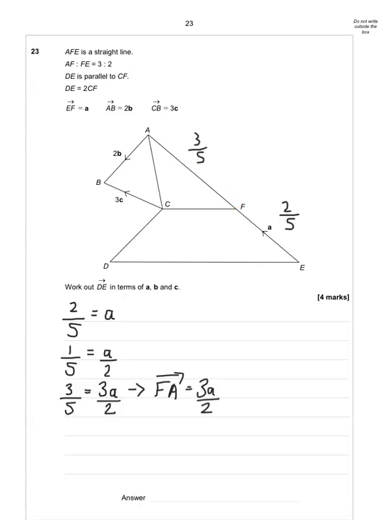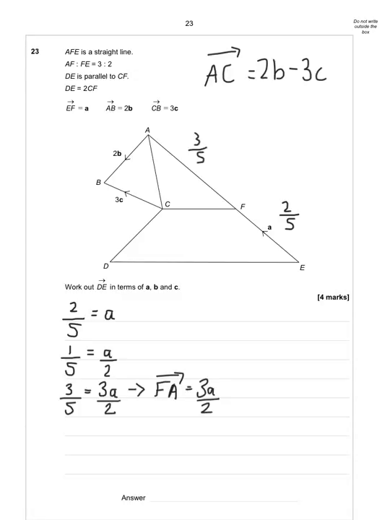What about AC? How do I go from A to C? I'll do that up here because I know I'm short of space. Well, I can go down here and then along here. So the vector that takes me from A to C is 2B minus 3C, because remember when you're going against the direction that's given, the vector is negative. So I know what AC is.